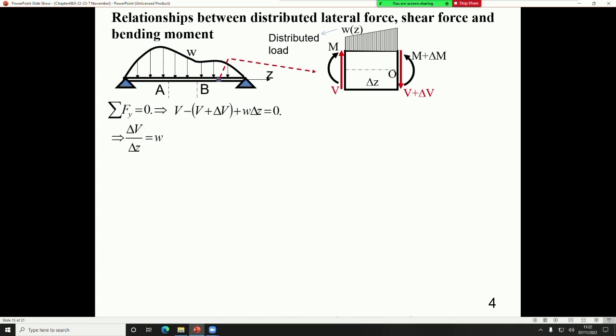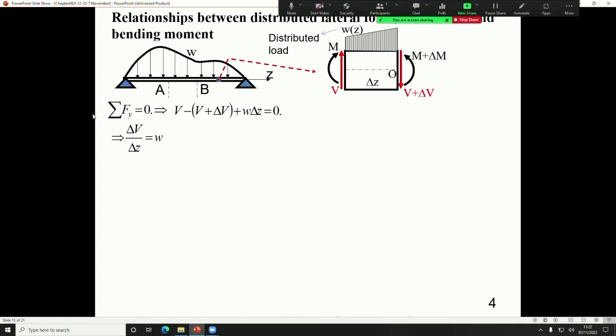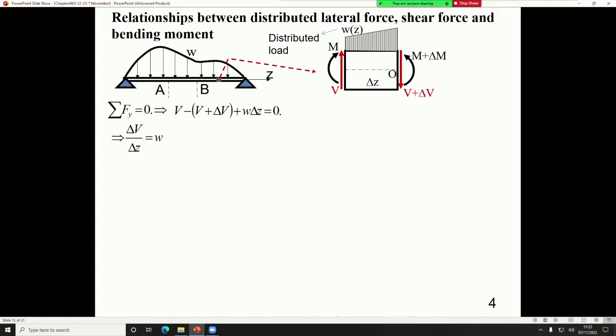Now, say delta Z originally was 1 centimeter or 2 centimeters. If delta Z is very, very small, meaning delta Z approaches zero, I can write these finite differences as a differential equation. I can say if delta Z approaches zero, then W is equal to the derivative dV over dz.